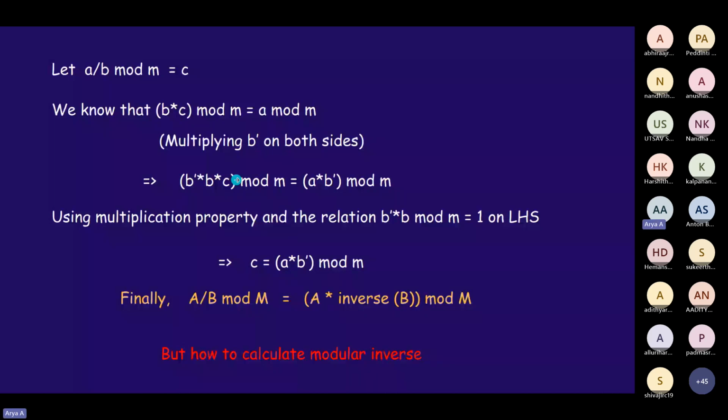Finally, this left hand side is only C. The right hand side is A into B inverse mod, B prime mod m. So with that I am giving this formula. So I hope it's clear right now.